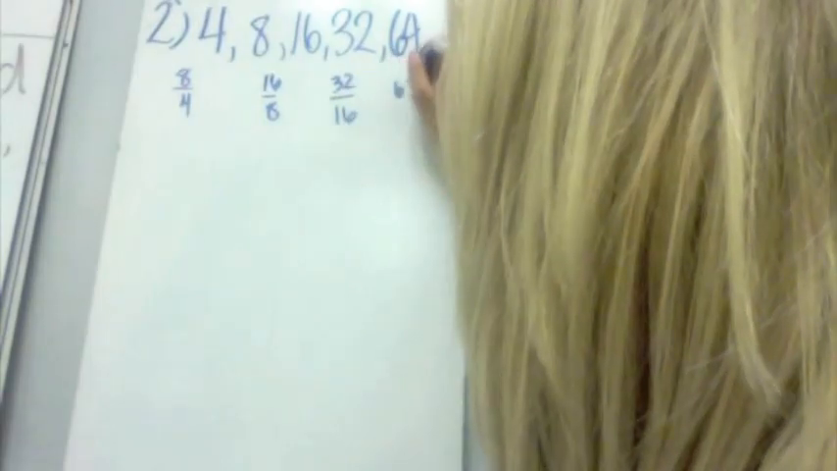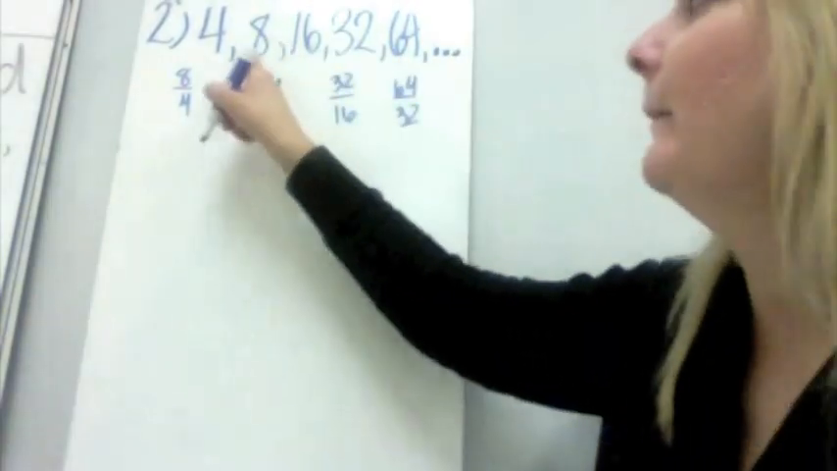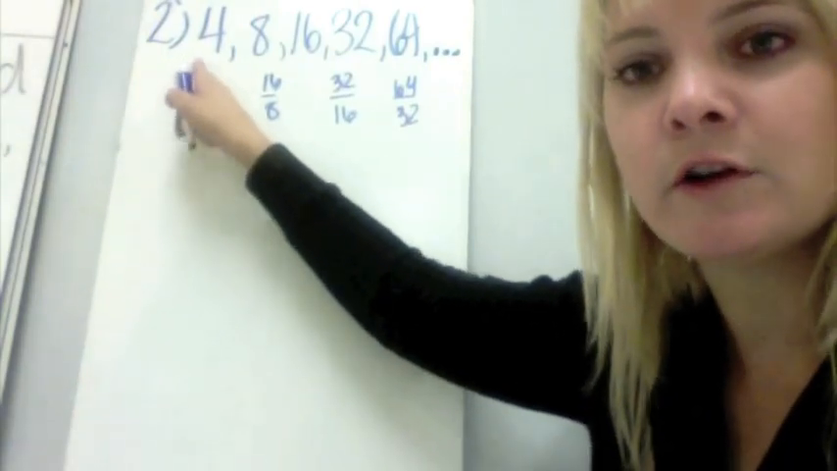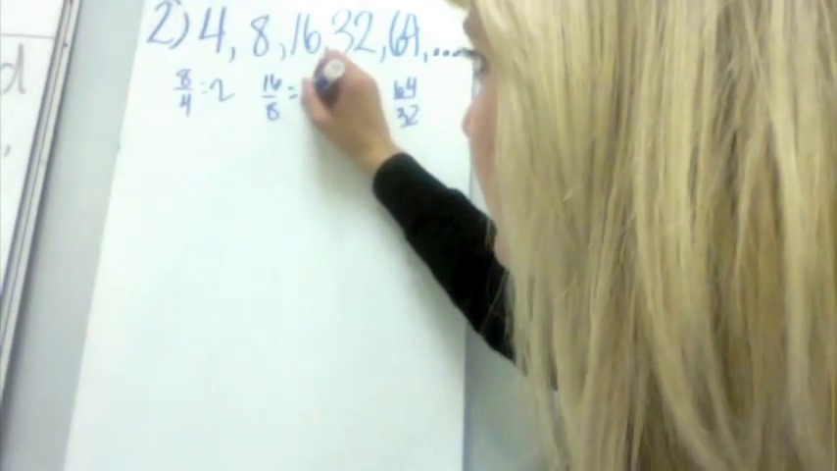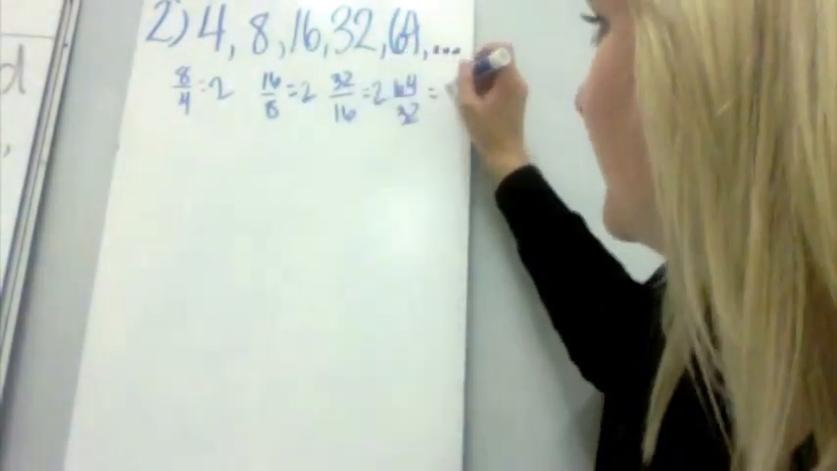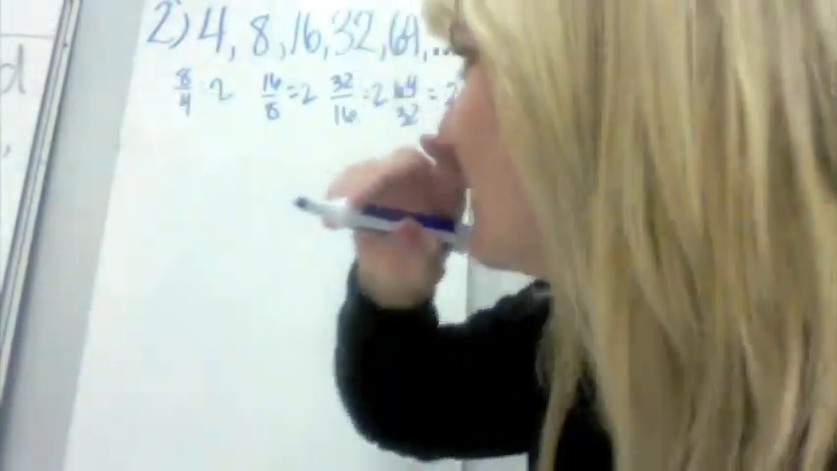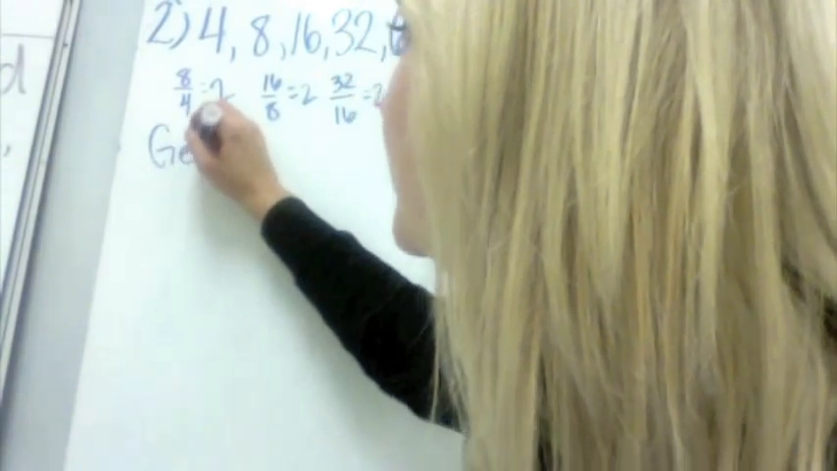So our common ratio, we'll do 8 over 4, 16 over 8, 32 over 16, 64 over 32. Keep in mind, whichever term you take a look at, you put it over the term right before it. So here all our ratios, excuse me, are 2. So that common ratio is going to be our r value. So since we have a common ratio that's constant, we have a geometric sequence.